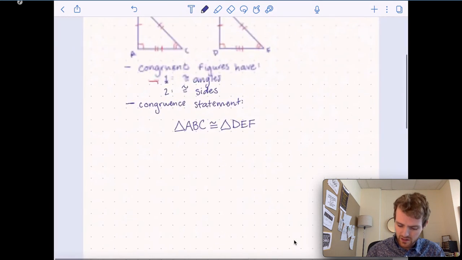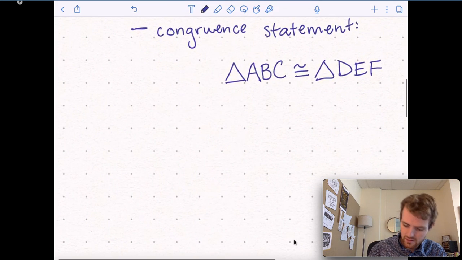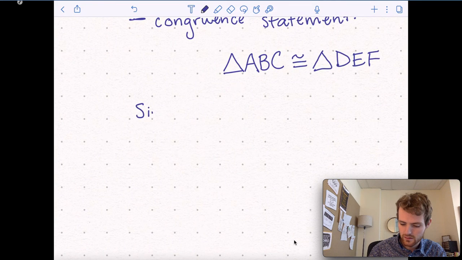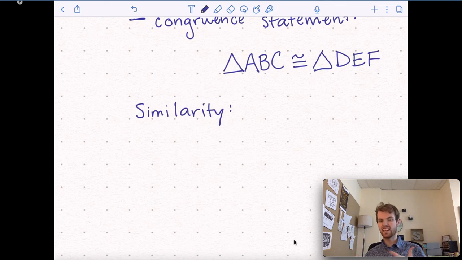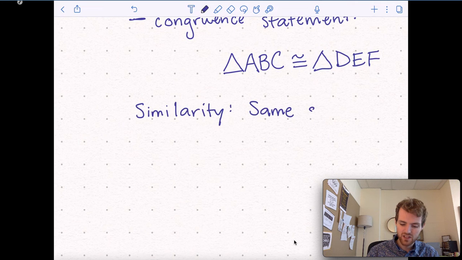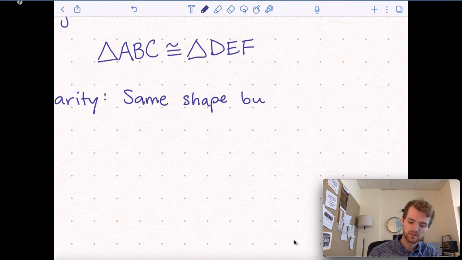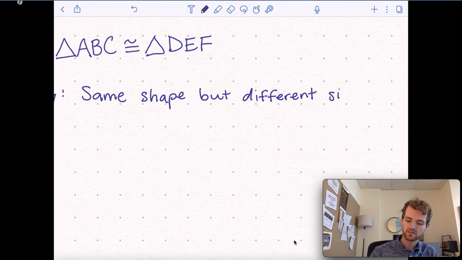So our definition for similarity. My screen is wobbly today. Similarity, if you guess, you might get close. We're talking about two figures that have the same shape but different sizes. Different sizes.